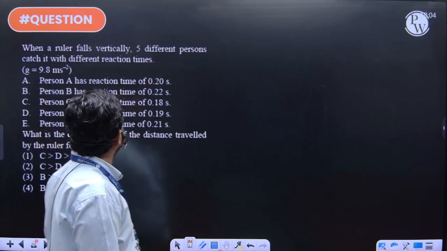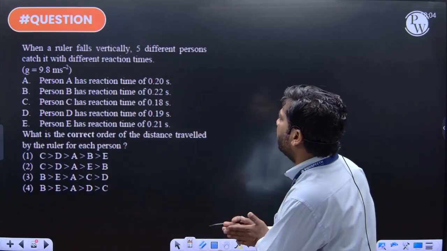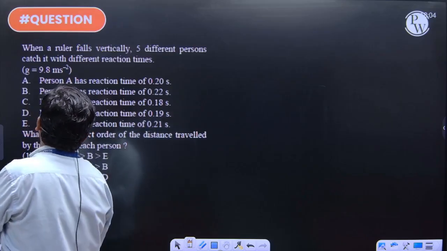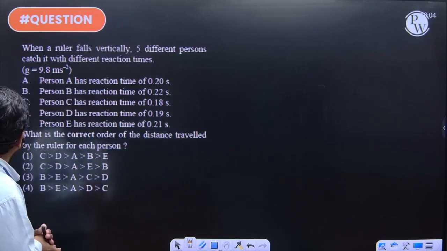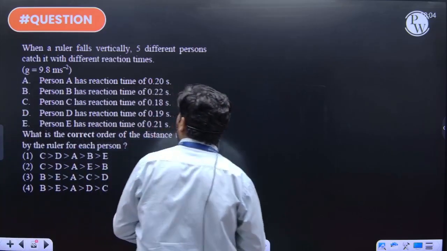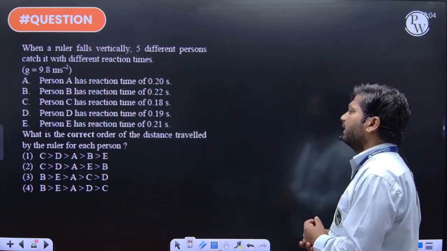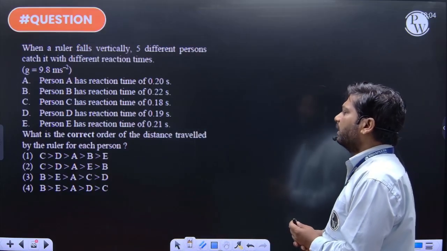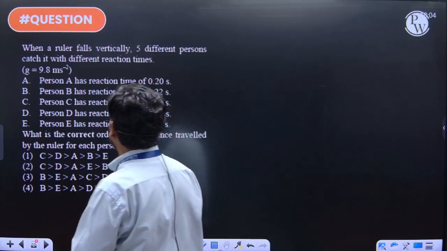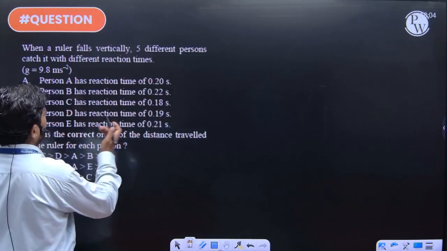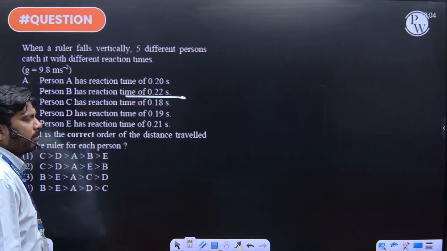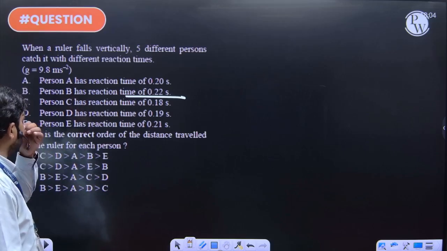When a ruler falls vertically, 5 different persons catch it with different reaction times. Person A has reaction time of 0.2 second. Person B has 0.22 second. Person C has 0.18 second. Person D has 0.19 second. Person E has 0.21 second. What is the correct order of the distance traveled by the ruler for each person? Definitely, more reaction time, more distance it will travel. Simple.